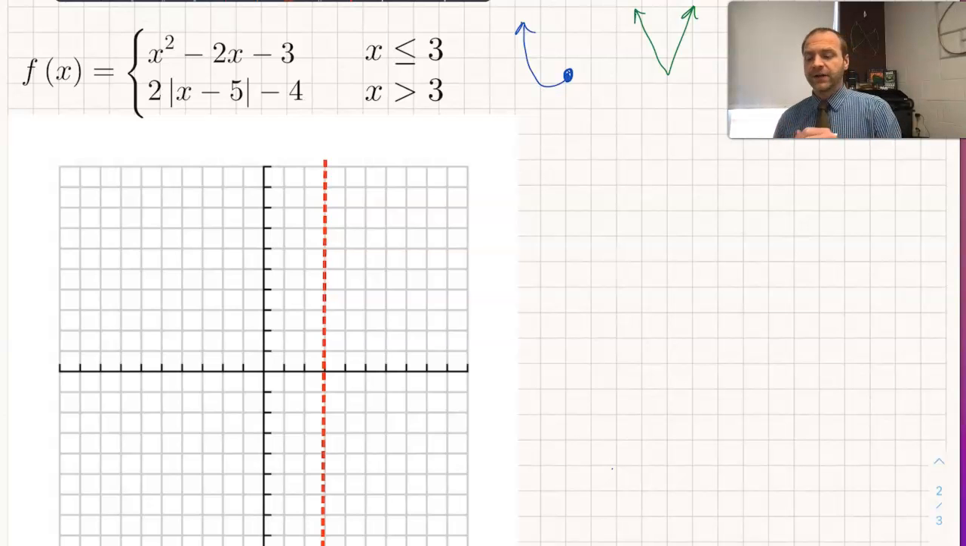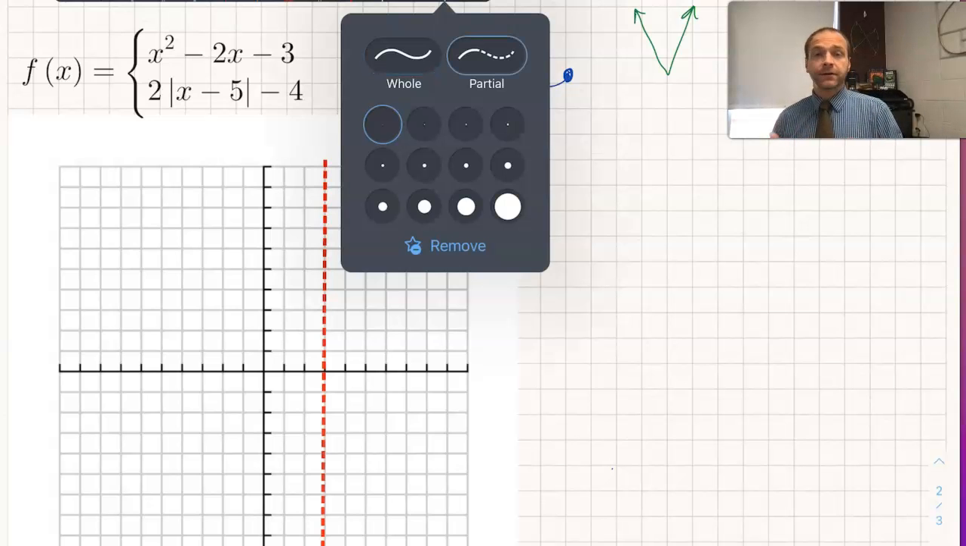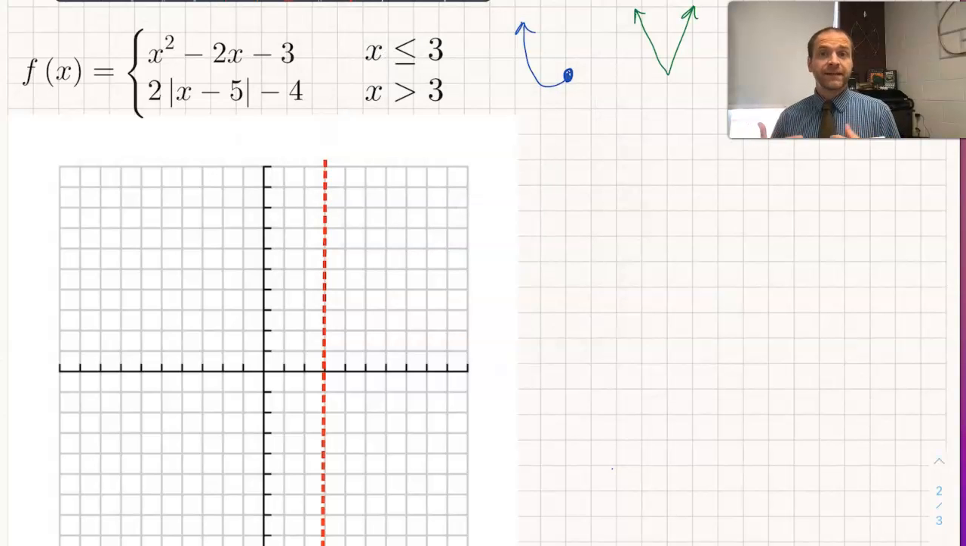If I have the absolute value, it says x is greater than 3, which means I want to keep the right-hand side of that graph. So in some way, I'm going to have a right piece of an absolute value graph. And let me remove the left-hand side. Now this says x is greater than 3. So that means I have an open circle. So those are my two shapes.